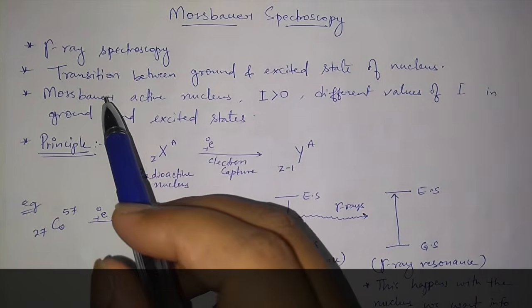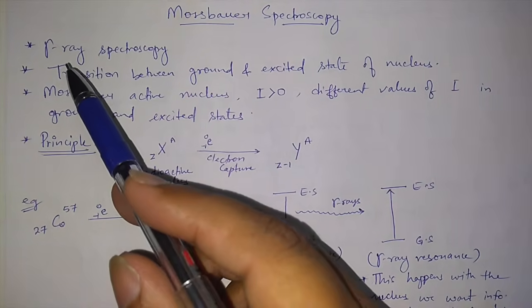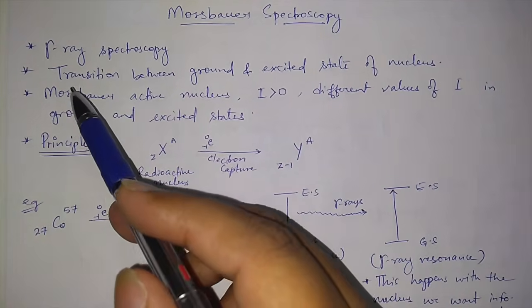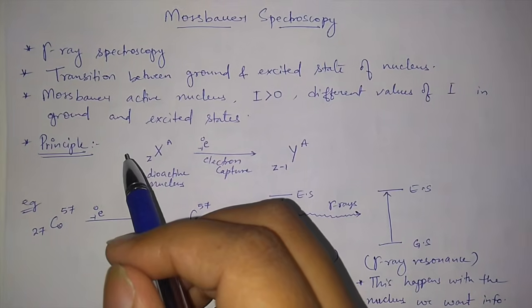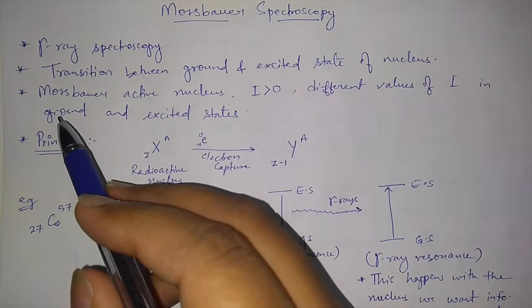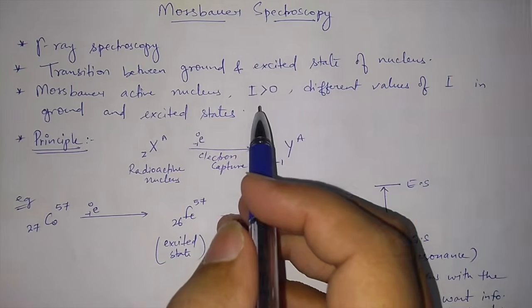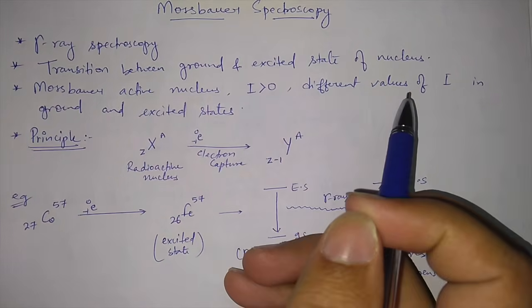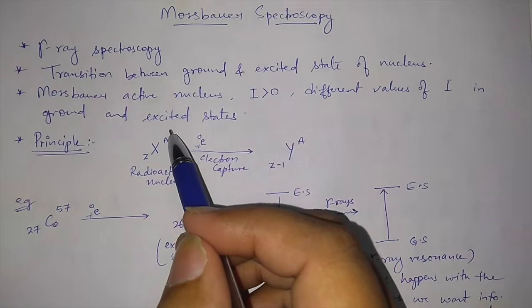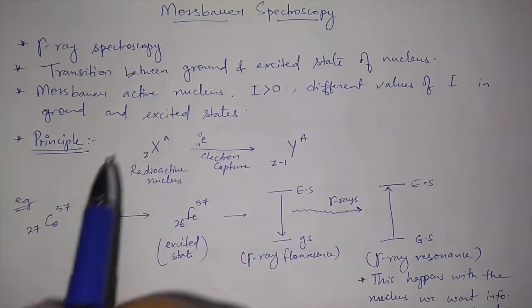Okay, now let's start with Mossbauer spectroscopy. The basic thing about it is that this is a gamma ray spectroscopy, right? And here the transition is done between the ground state and excited state of the nucleus. Now the next thing is the Mossbauer active nucleus, that is, which nucleus will be called Mossbauer active. Those having I value greater than 0, and which have different I values in the ground state and excited state. So these are the basic things about Mossbauer spectroscopy.